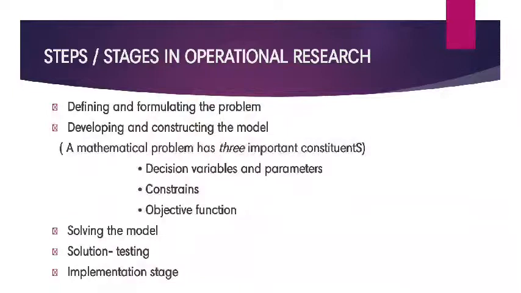The first step is defining and formulating the problem. The aim of this step is to come up with a formal model description. Usually, you start an optimization project with an abstract description of a problem and some data. The next step is developing and constructing the model. The step is to translate the problem description into a valid OR model. The implementation of the step may be quite different depending on the OR model you are using. A mathematical problem has three important constituents, that is, decision variables and parameters, constraints, and objective function.